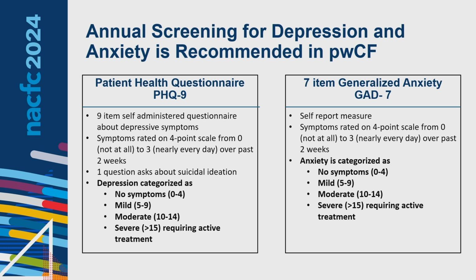So I'm going to discuss these questionnaires because they will come up throughout this presentation. They're both self-administered questionnaires. The PHQ-9 is measuring depressive symptoms, and there's one question asking about suicidal ideation. The answers are then quantified in terms of categories, so 0 to 4, no symptoms, then mild, moderate, and severe. With the GAD-7, similar classifications, except this measurement is looking at anxiety.